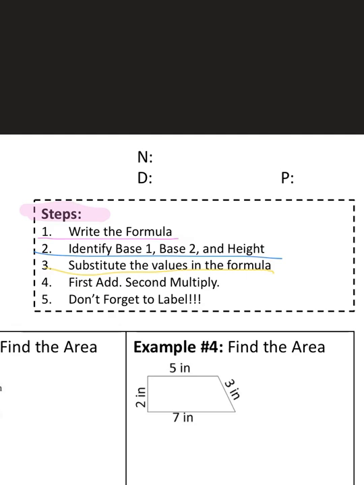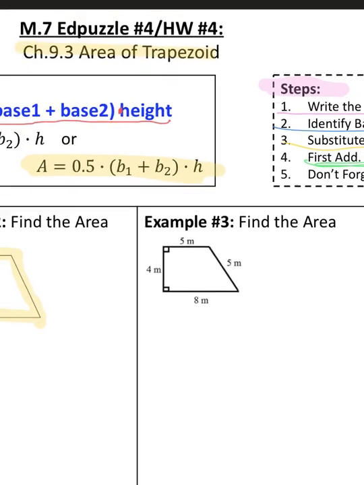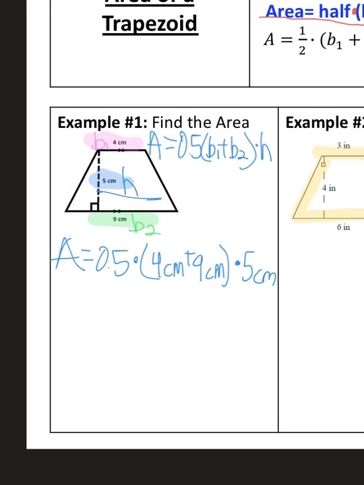Step 4, you're going to add first, and then second, you're going to multiply. It's really important that we add first. Remember, PEMDAS, we need to add first. So here we go. I'm going to do what's 4 centimeters plus 9 centimeters. That's going to give you 13 centimeters.